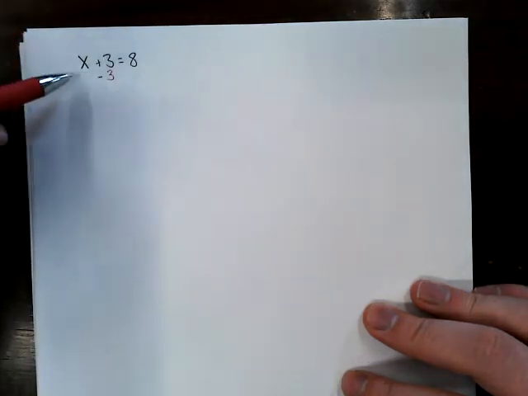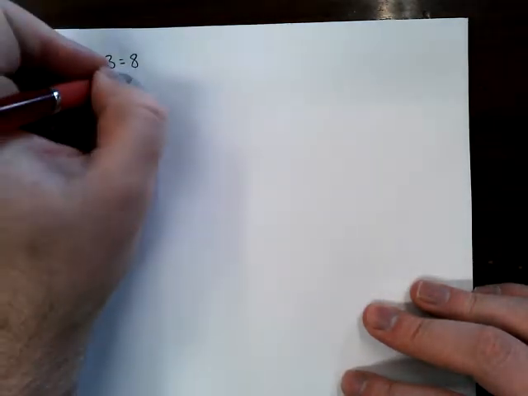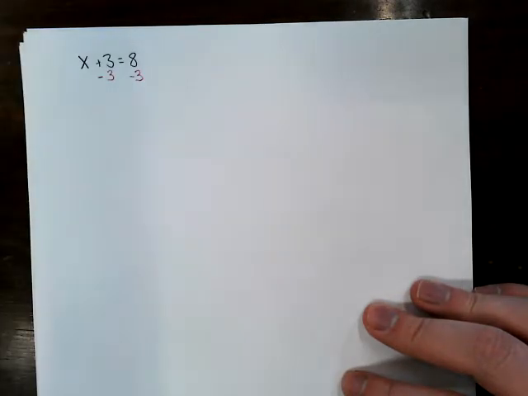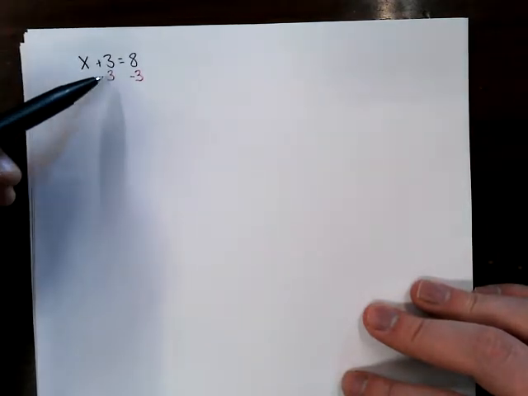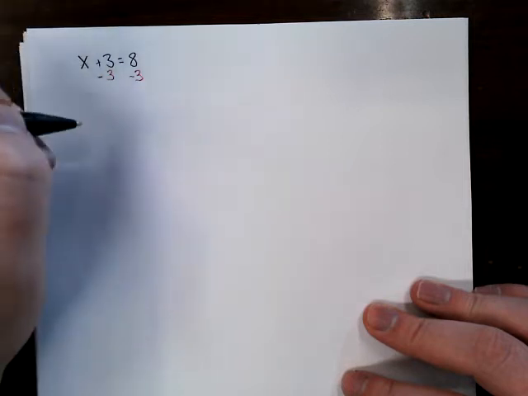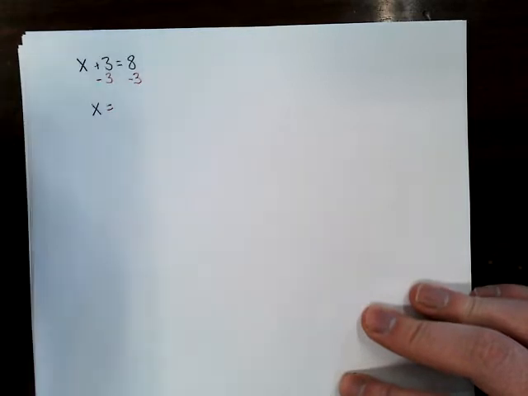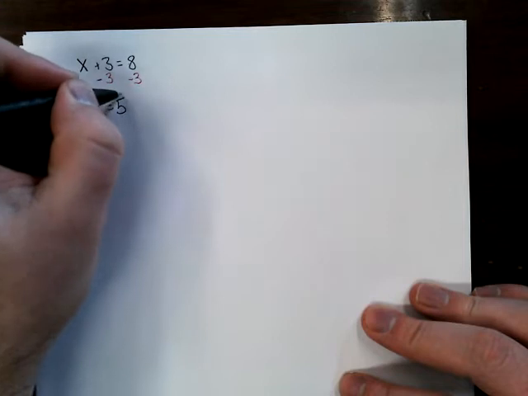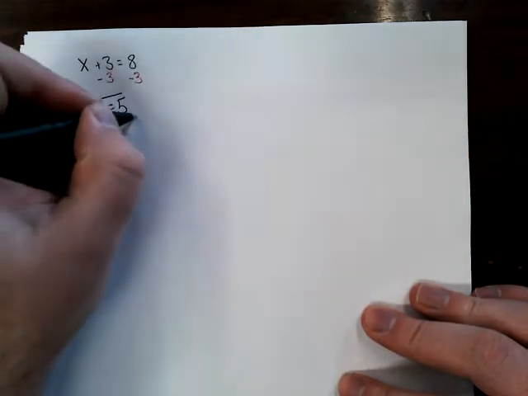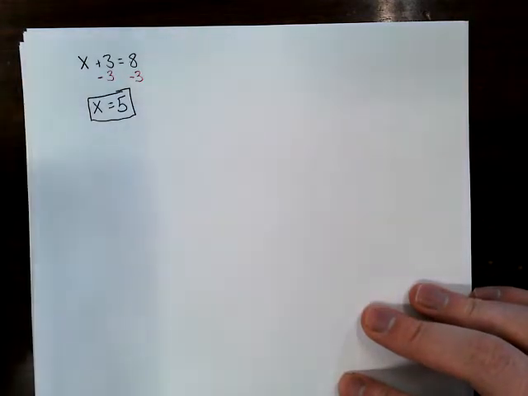However, remember, this is like a scale. If I subtract 3 from one side, I must subtract 3 from the other side. So let's go ahead and do that, and then we could solve. We have x plus 3 minus 3, and that just cancels out to give us 0. So we are left with x on this side is equal to 8 minus 3, which is 5, to get our answer: x equals 5.